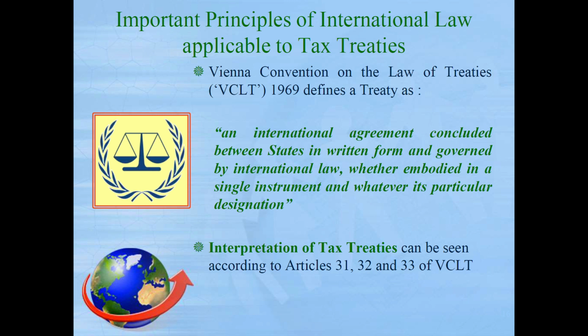It was adopted and opened for signature in May 1969, and it came into force in January 1980. Till now, that is till January 2018, the latest data available, 116 countries have signed the VCLT. The VCLT defines a treaty as an international agreement concluded between states in written form and governed by international law. The Vienna Convention has given some rules on interpretation of treaties in Articles 31, 32, 33, which we'll be seeing now.